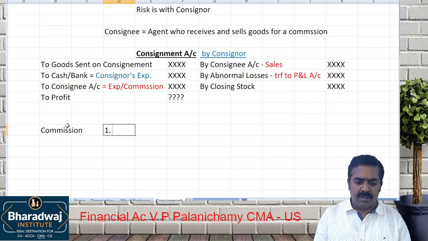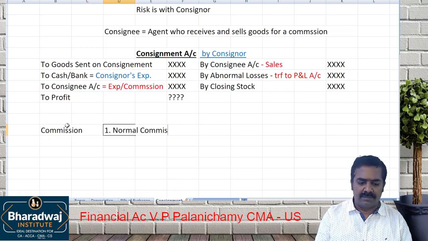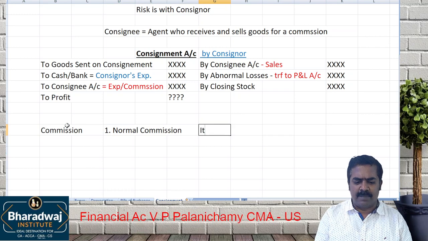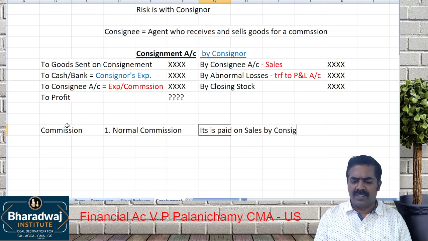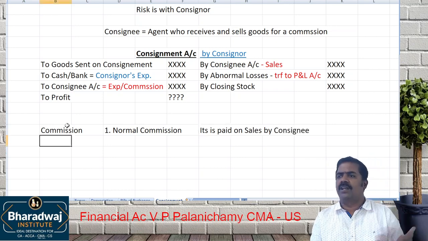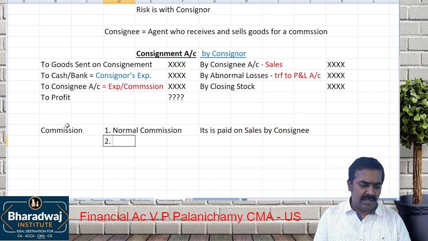Commission. Number one, it is called normal commission. Normal commission is paid on total sales. It is paid on what? Sales by the consignee. For the work done, you pay the commission. Second, it is called overriding commission.